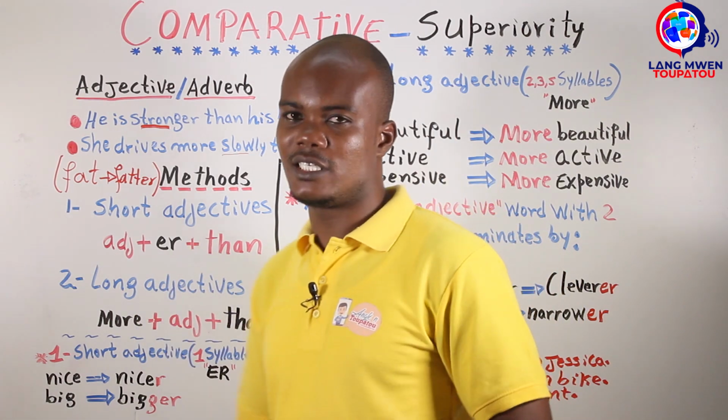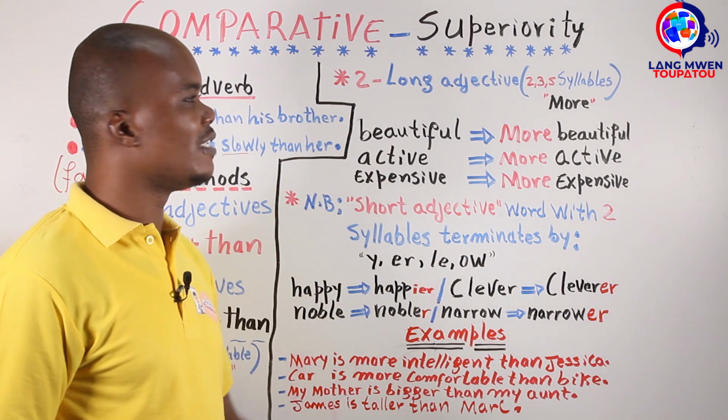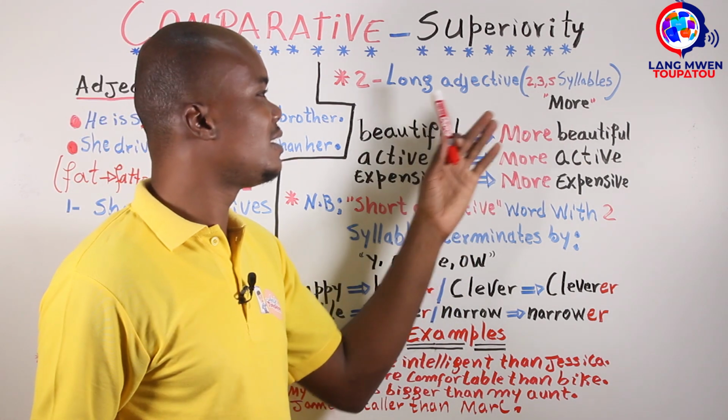Great. Now, let's see when an adjective is a long adjective. An adjective is a long adjective, I can say, when it has 2 or more syllables.